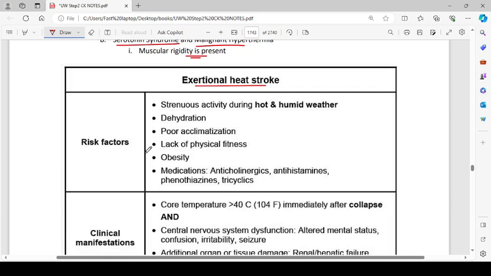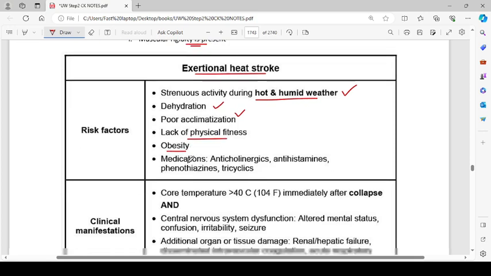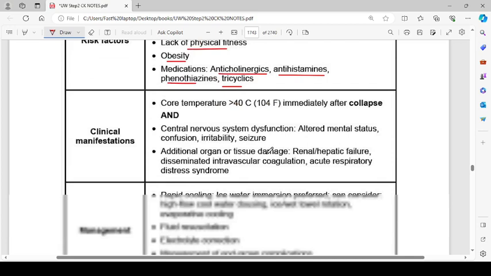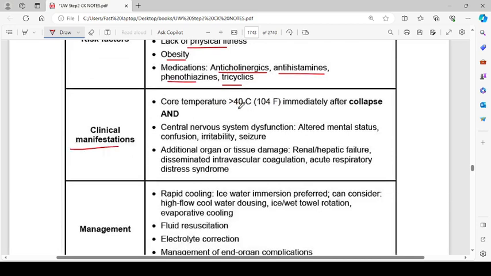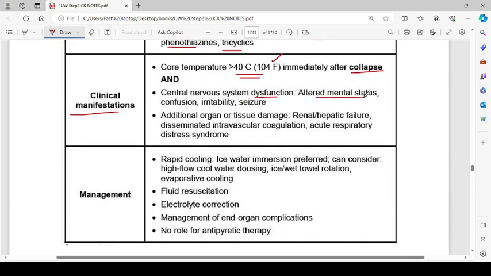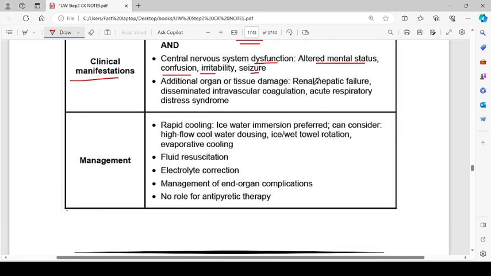For exertional heat stroke, the risk factors are strenuous activity during hot and humid weather, dehydration, poor acclimatization, lack of physical fitness, obesity, and medications including anticholinergics, antihistamines, phenothiazines, and tricyclics. The clinical manifestations are core temperature more than 40 degrees Celsius, that is 104 degrees Fahrenheit, immediately after collapse, and central nervous system dysfunction: altered mental status, confusion, irritability, and seizures. Additional organ or tissue damage, that is renal and hepatic failure, disseminated intravascular coagulation, and acute respiratory distress syndrome.